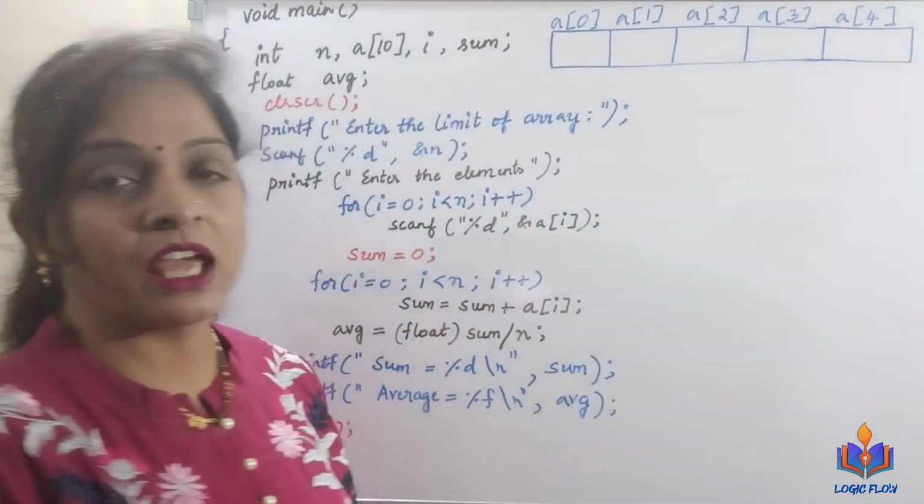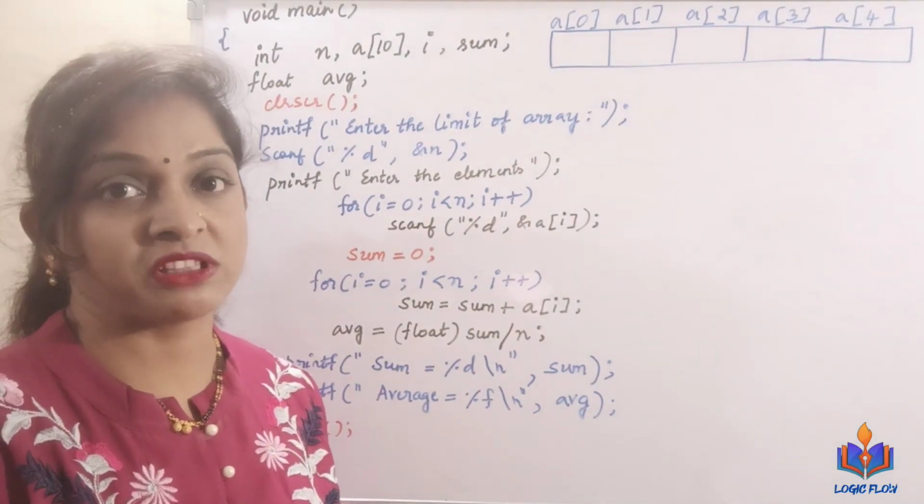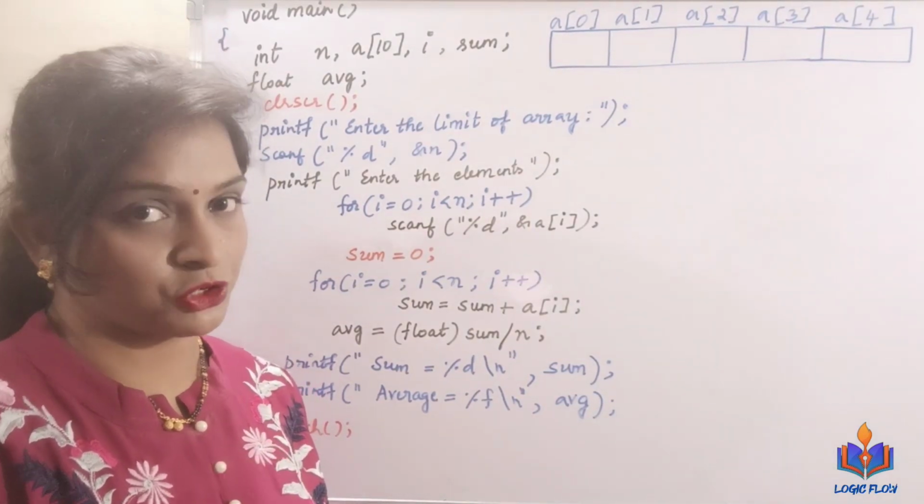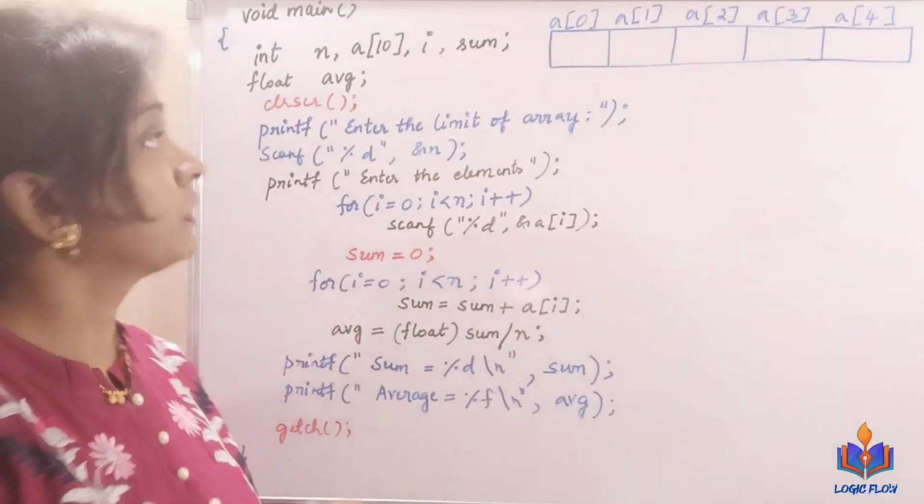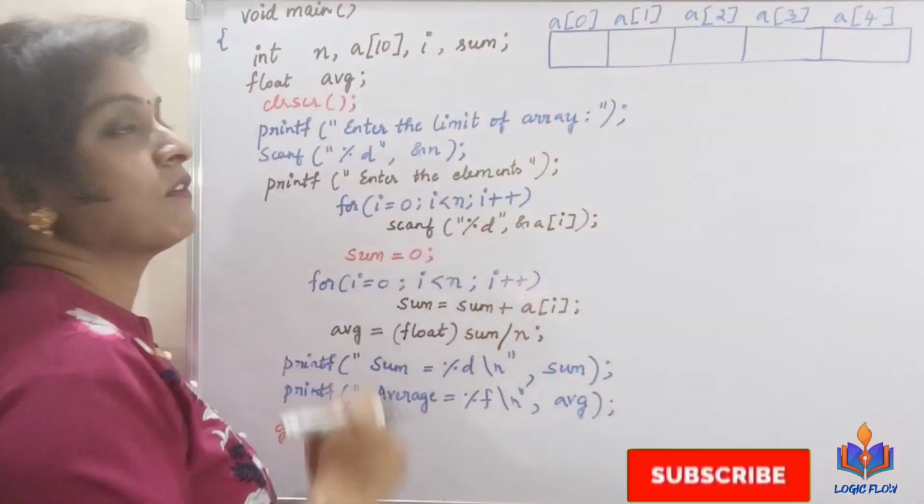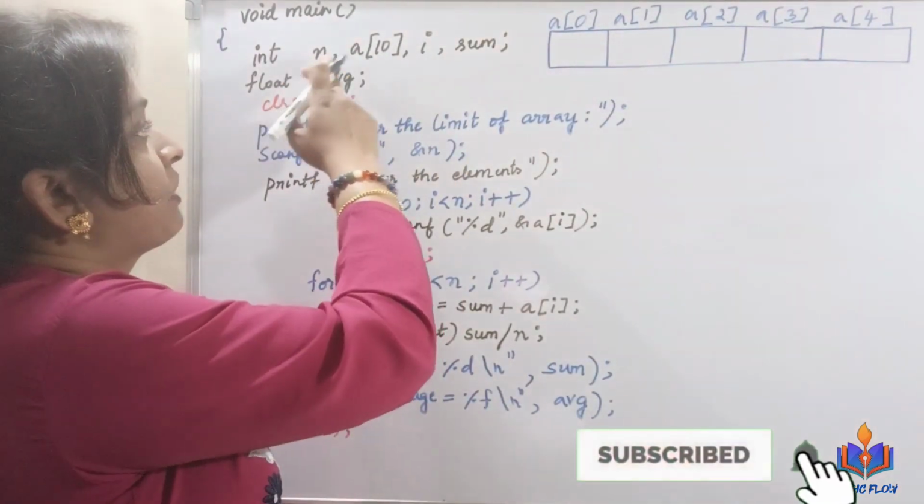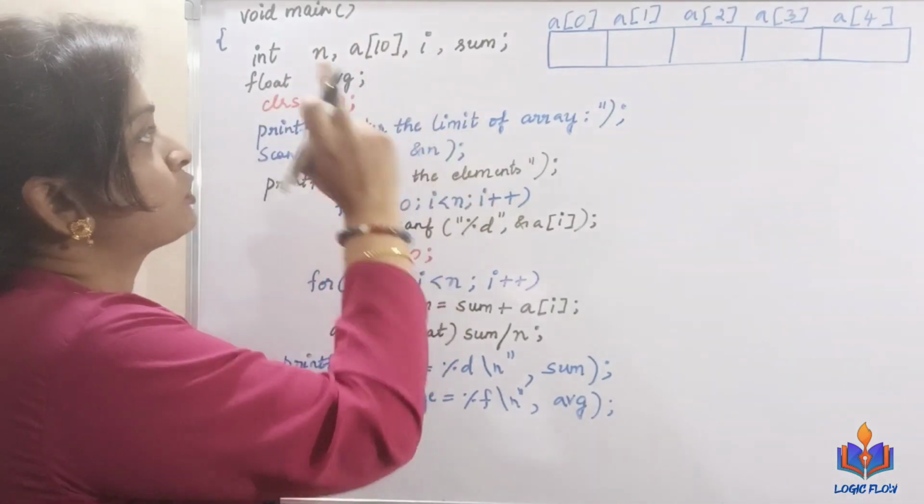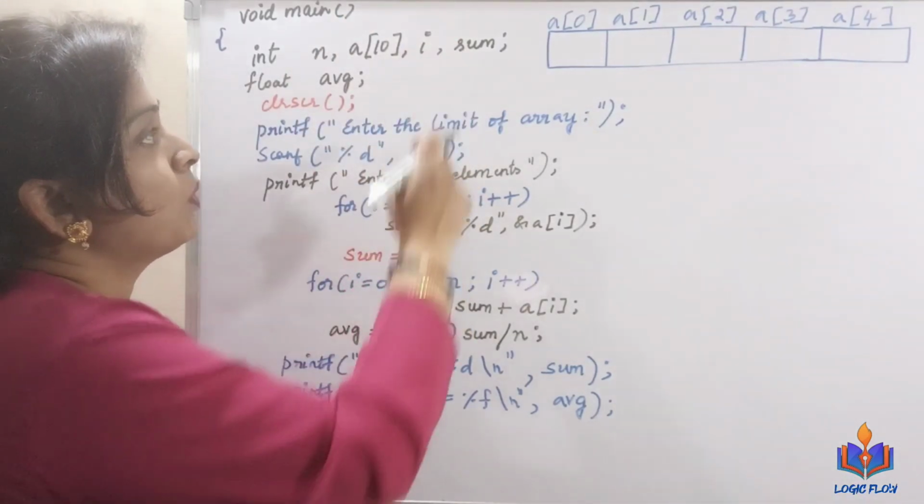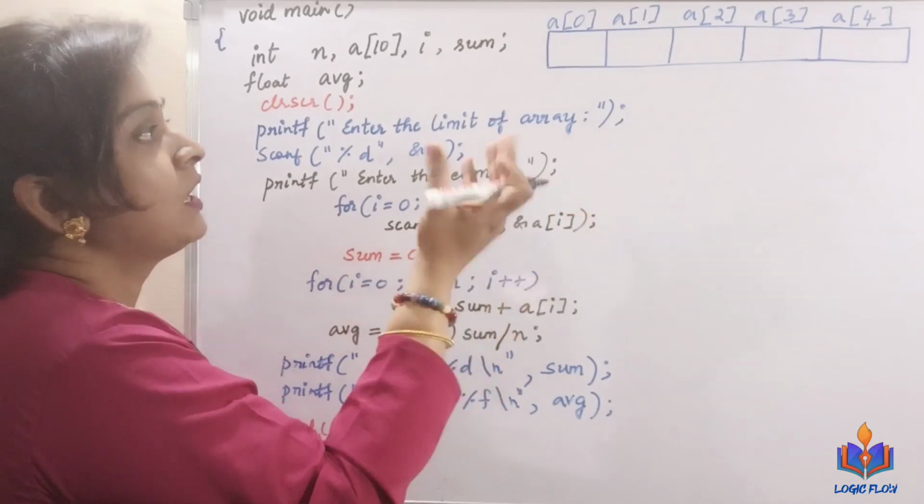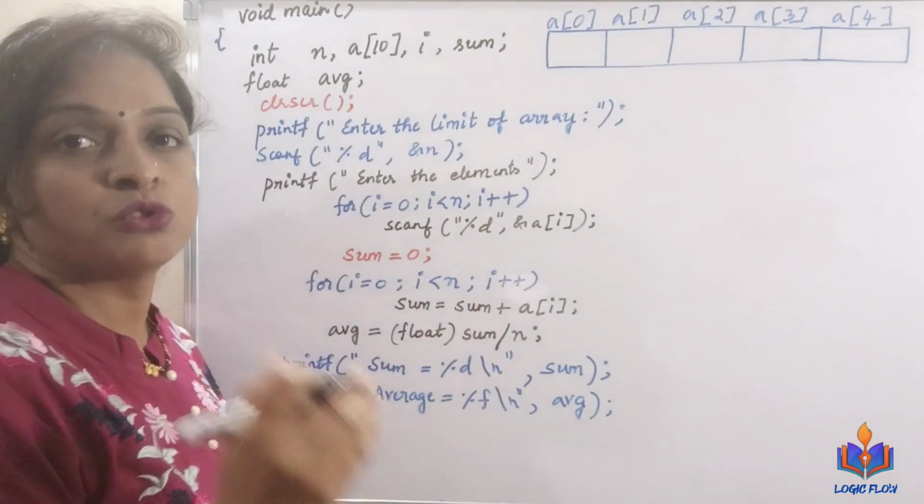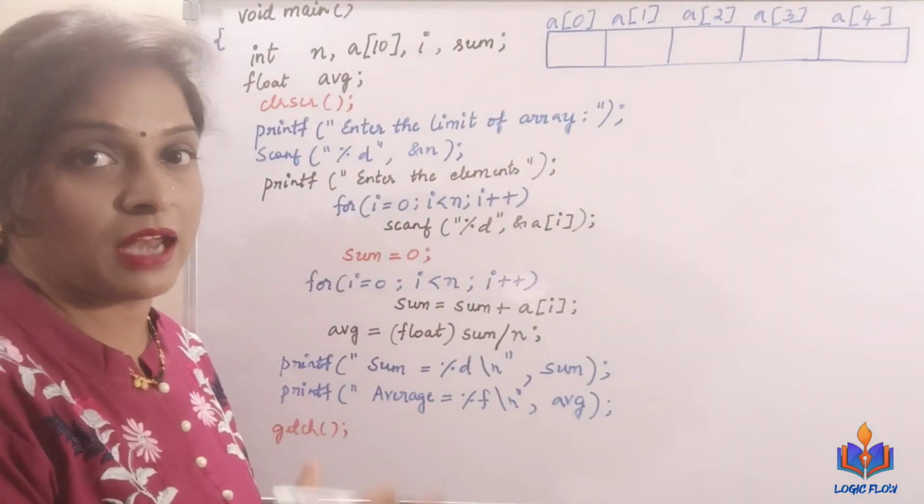So let us see how this program is going to achieve this with arrays, and we also have the loop structure. So let's get started now. Here you have the array variable a, some variables n to accept the limit of the array, i for the loop, and sum to store the sum of the numbers, average to store the average of these n numbers.